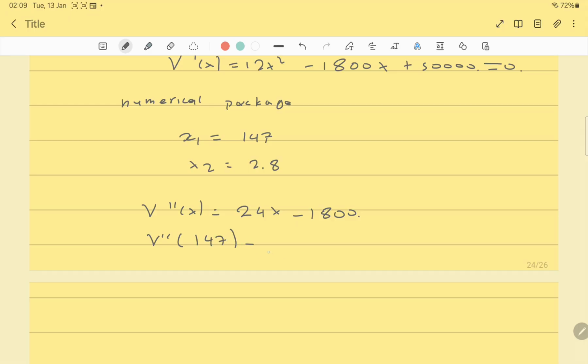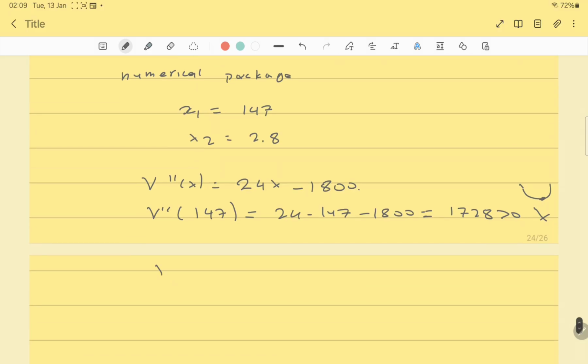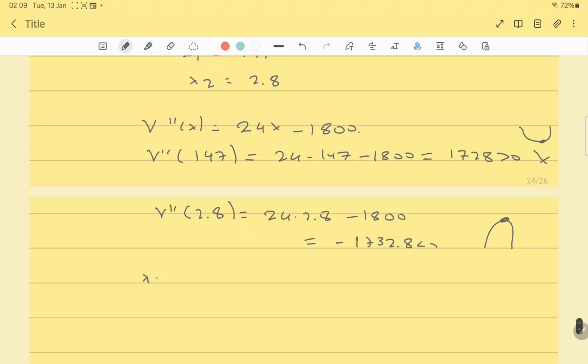That is going to give you 24 times 147 minus 1,800. That's going to be 1,728, which is positive. So you have a minimum value here. So we don't want this option. And then you evaluate at 2.8. It's going to be 24 times 2.8 minus 1,800, and that's going to be a negative value. So that's going to give you maximum volume. So the appropriate choice for X is going to be 2.8.